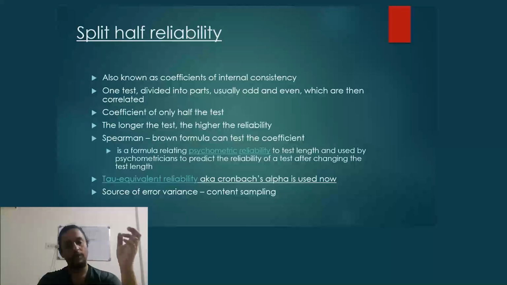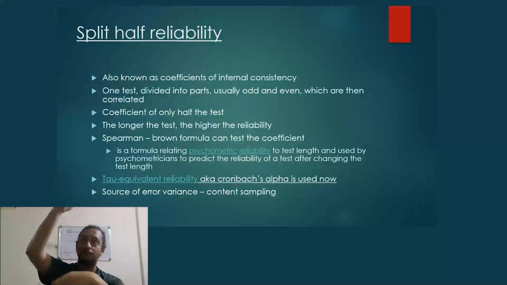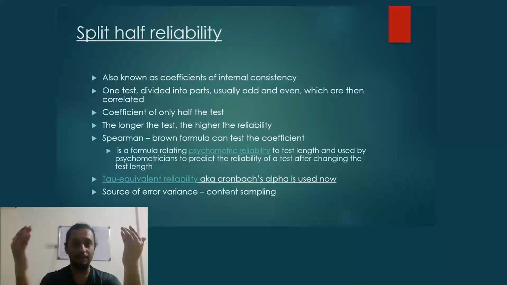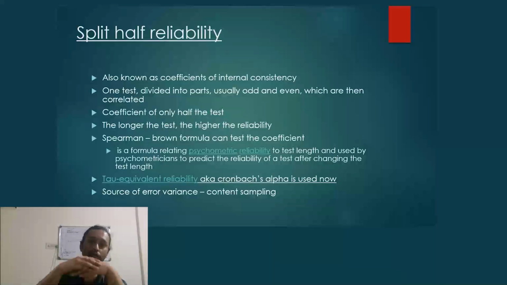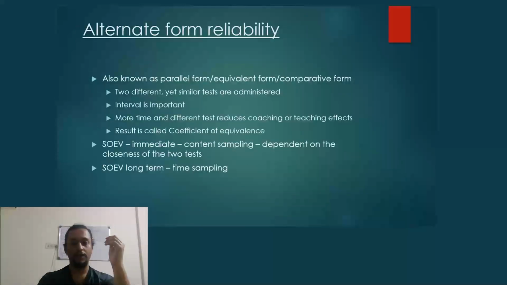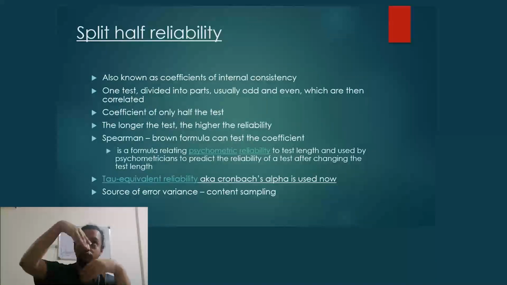However, now we've started to use a tau equivalent reliability, which is also sometimes referred to as Cronbach's alpha, right? Now the source of error variance here again is content. Content meaning, because you are assessing it at the same time point, you can't have time based error. So you have it in terms of what the content is, right? On the closeness of the two, right?